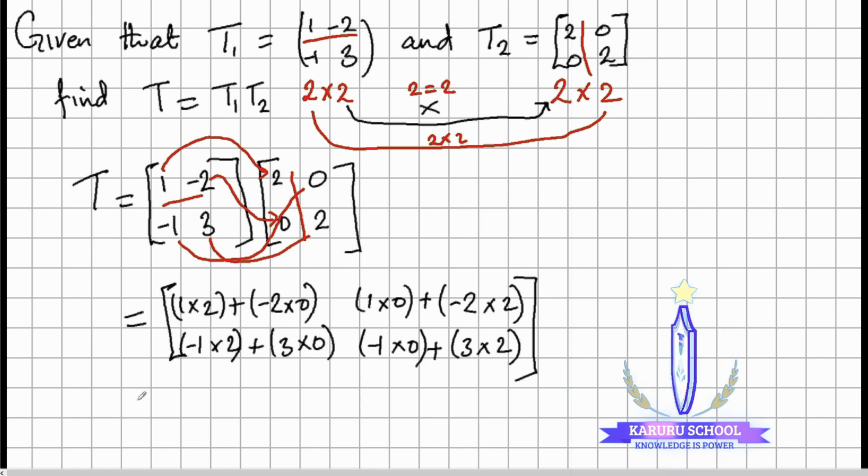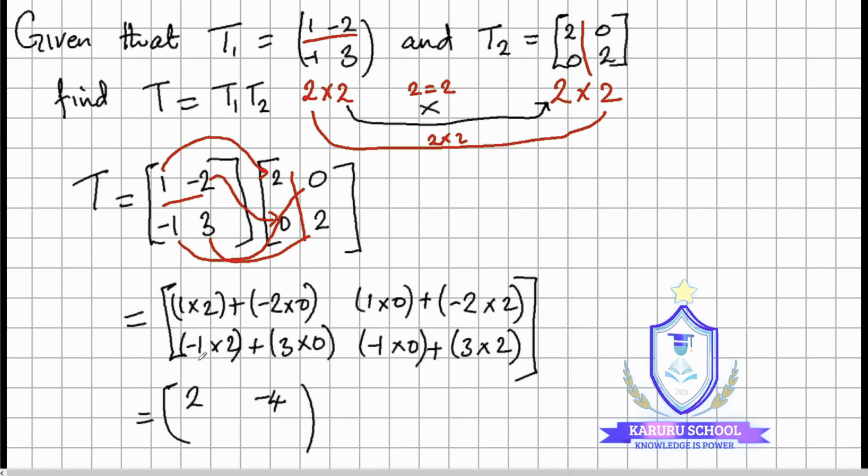So we simplify our expression. This gives us the resulting value. So we have 1 multiplied by 2 gives us 2, plus negative 2 multiplied by 0 gives us 0. So we have 2 plus 0, that gives us 2. And then the second element, we have 1 multiplied by 0 gives us 0, plus negative 2 multiplied by 2, that gives us negative 4.